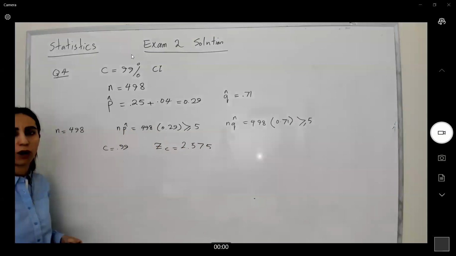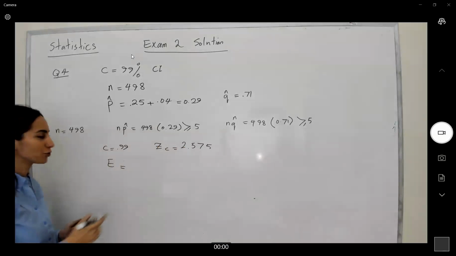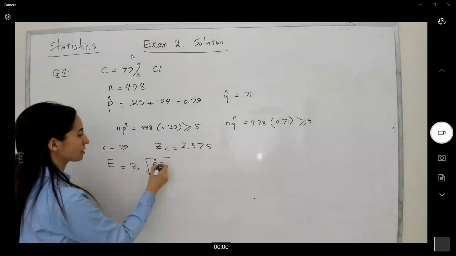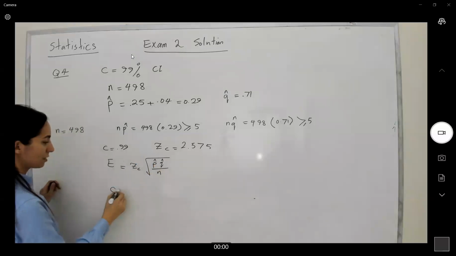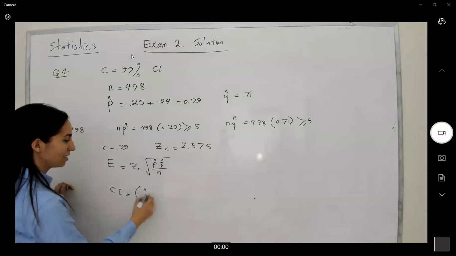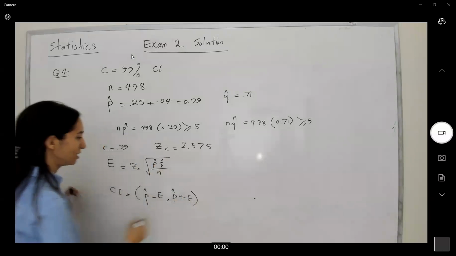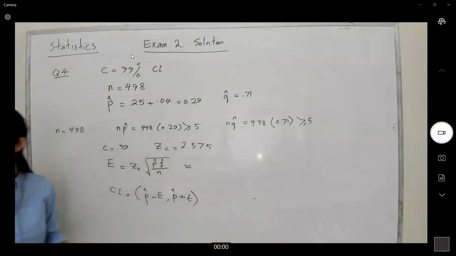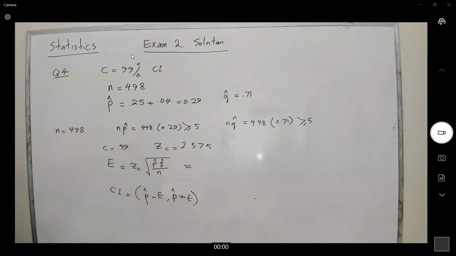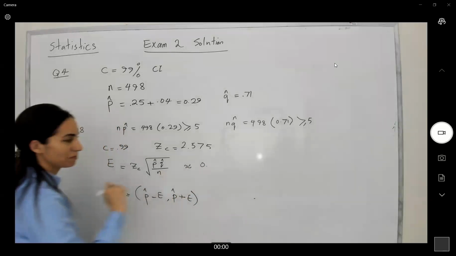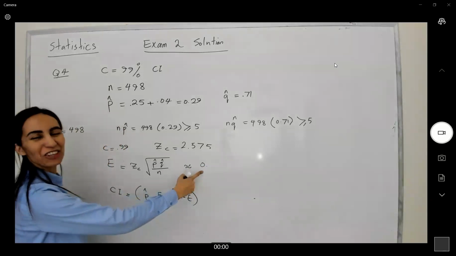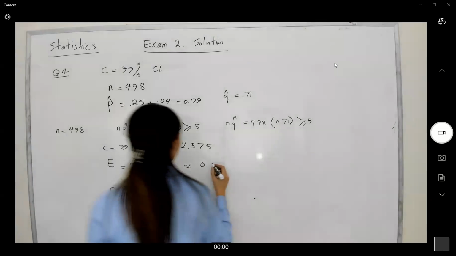This is your ZC. Well, what's the margin of error? The margin of error is equal to ZC times the square root of P hat Q hat divided by N. So the confidence interval is equal to P hat minus E, P hat plus E. What's the margin of error that you have? Margin of error is 0.052.